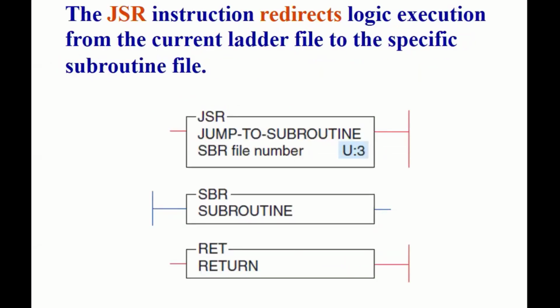It redirects logic execution from the current ladder file to the specific subroutine file. And jump to subroutine SBR file number U column 3, and then it goes to the subroutine and then returns to whatever it took off from to go to the subroutine.